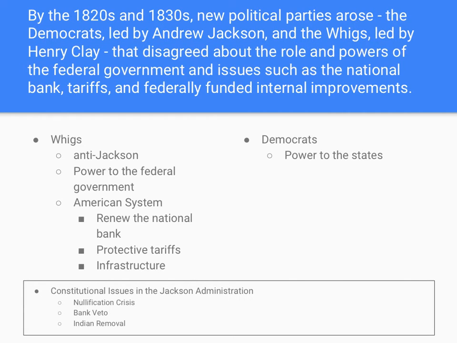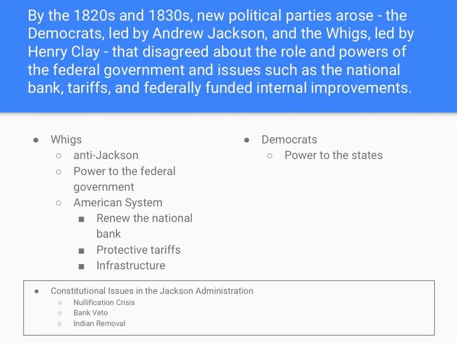Now, this one is an interesting one because despite the fact that Jackson is a Democrat and agrees that there should be more power to the states, in this particular instance, Jackson does not support South Carolina's right to nullify the tariff. And Jackson actually threatened to respond in a similar way that Washington did in the Whiskey Rebellion. Jackson threatened to march federal forces down there and force South Carolina to pay the tariff.